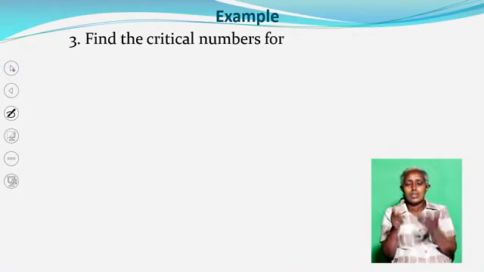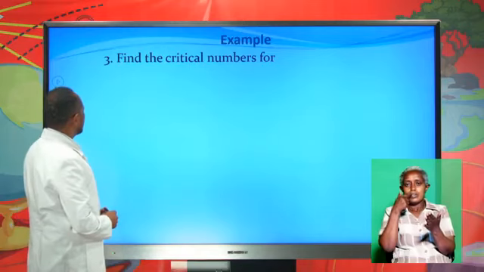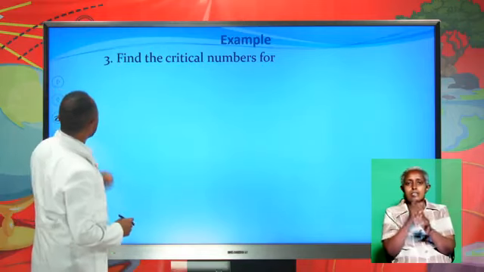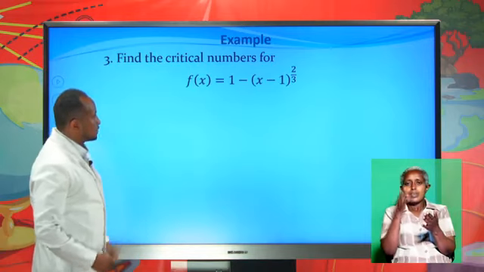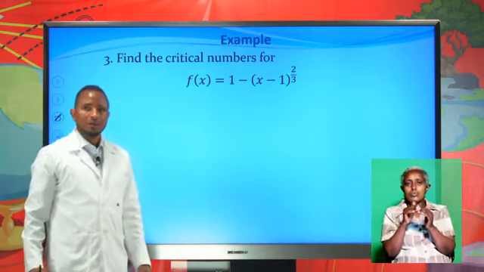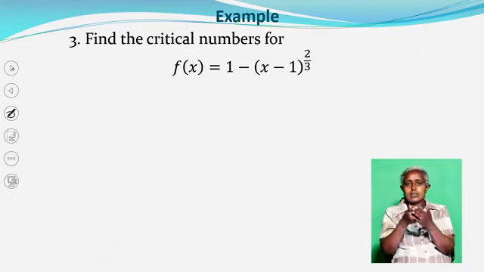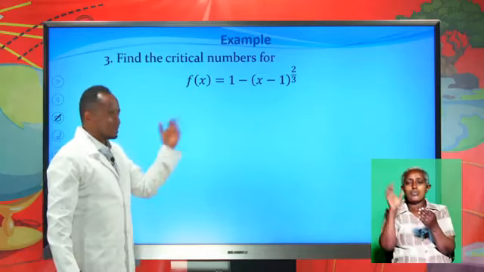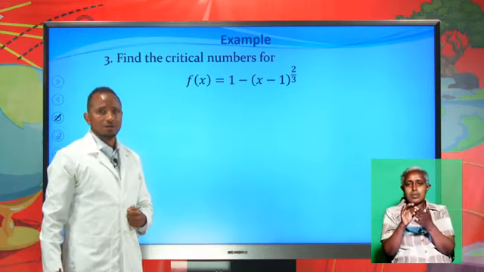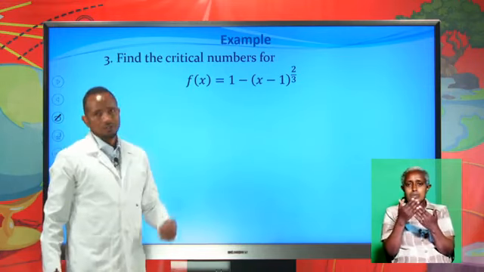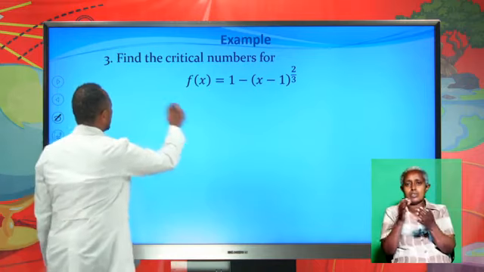Okay, the third example says find the critical numbers for f of x is equal to 1 minus (x minus 1) to the power of 2 over 3. So let's find the critical numbers. To find the critical numbers, we simply differentiate this expression. Solution.